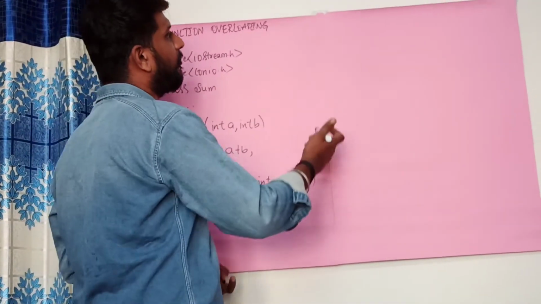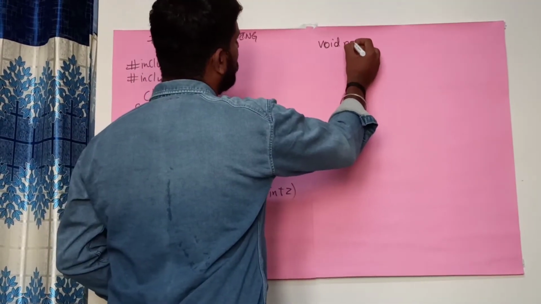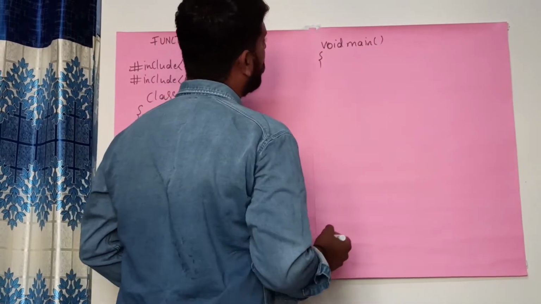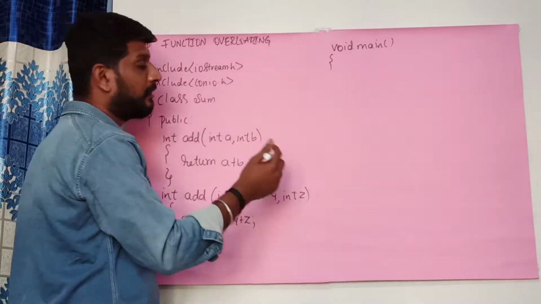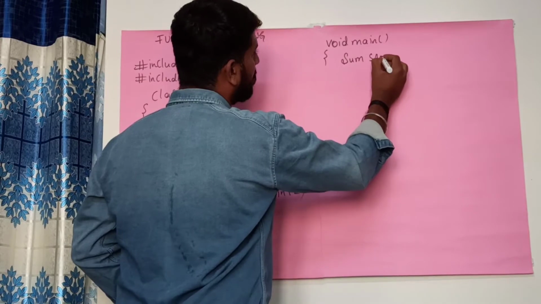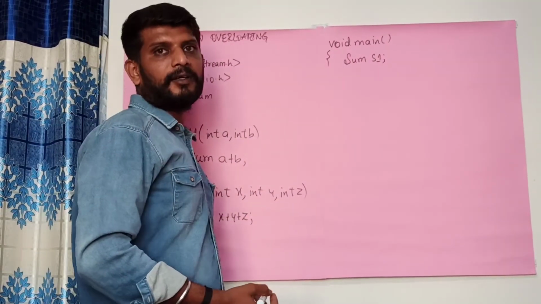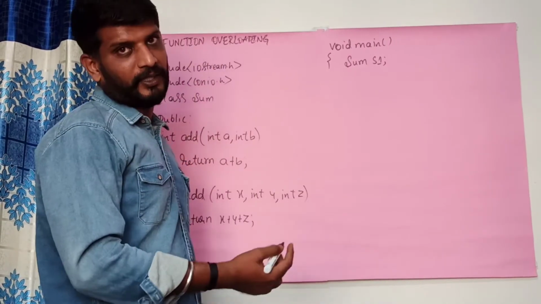Next we have to go for the main function. So void main. Next I will create the object for this particular class. Sum s1. So s1 is the name of the object which I have created. Next, what I have to do? I have to call the function.